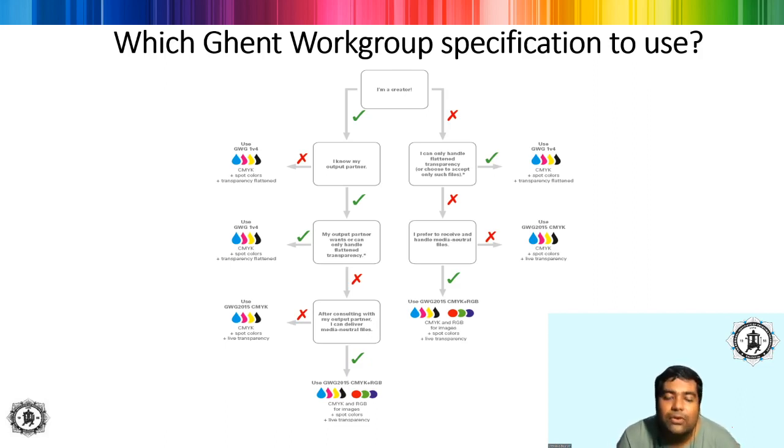This workflow is giving you a very good idea about it, right? So we start from whether you are a creator. Let's say you are a creator, you are creating that original file with the intent to print it, right? So if you are a creator, then you come to this particular workflow. Now, once you are a creator, you know what your output partner is, right?